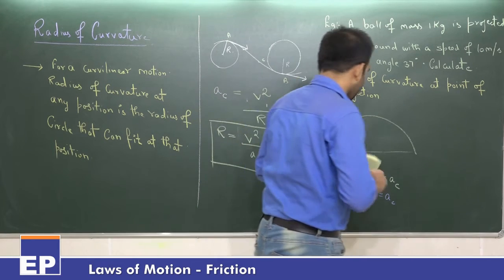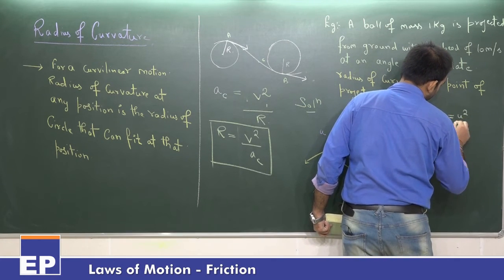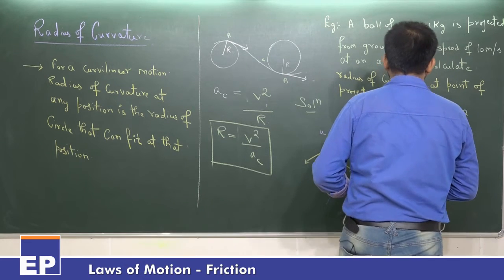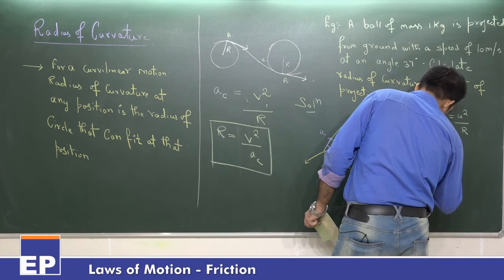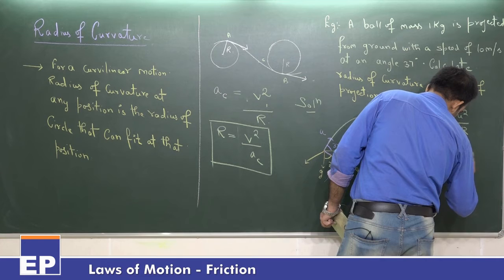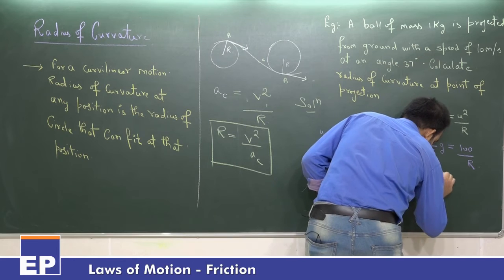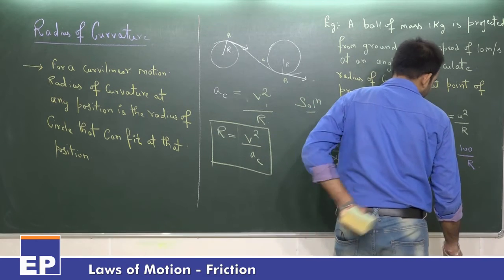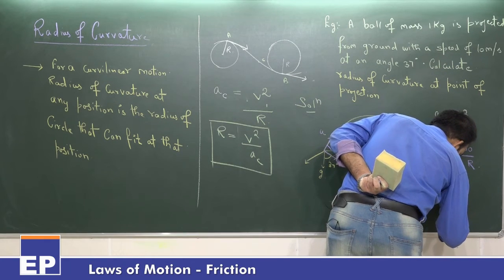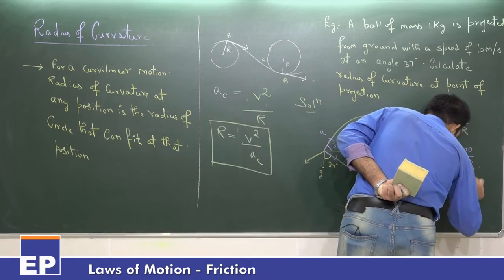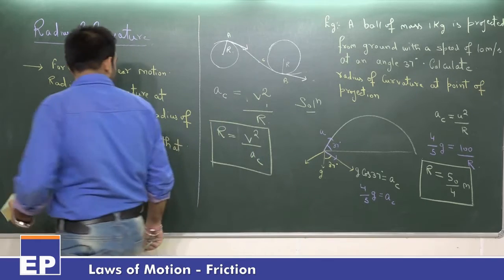AC. So if AC is calculated, now what is AC? It will be u square by R here. u is how much? 10 meter per second. So AC is 4 by 5 g. u square, 100, by R. R will come out to be 10 into 5. This will remain 10, 10 into 5, 50, 50 by 4 meter. R is 50 by 4 meter.